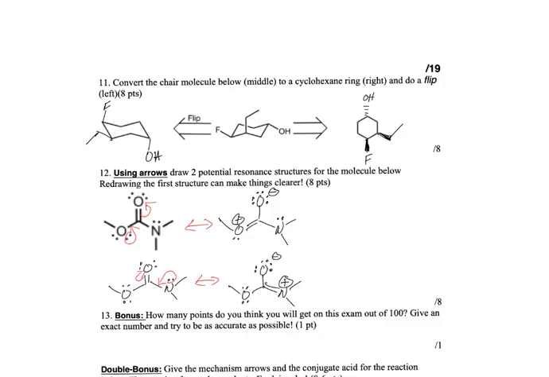All right, getting to the end here. A little chair flip. So we start with this chair instead of the middle. Draw it as a cyclohexane ring with wedges and hatches, and then do a flip to the left. So let's do the wedges and hatches first.